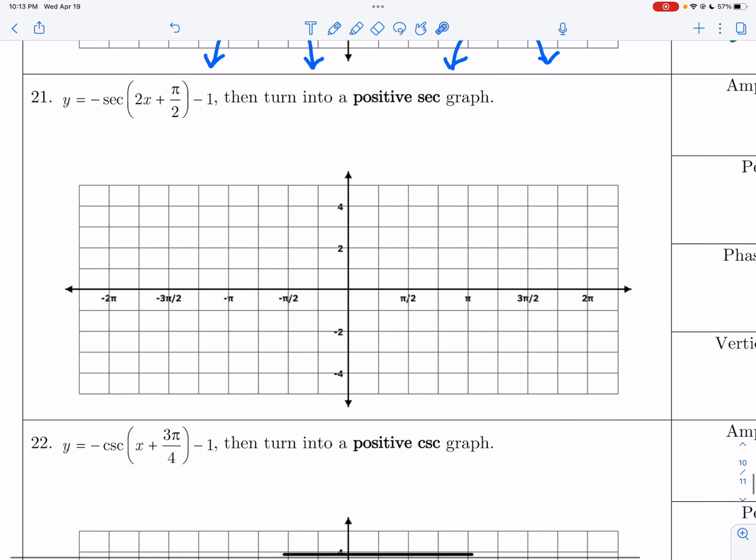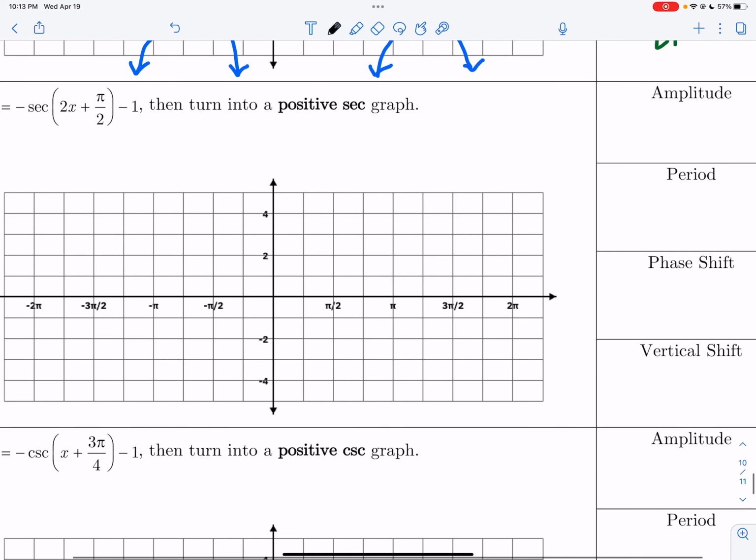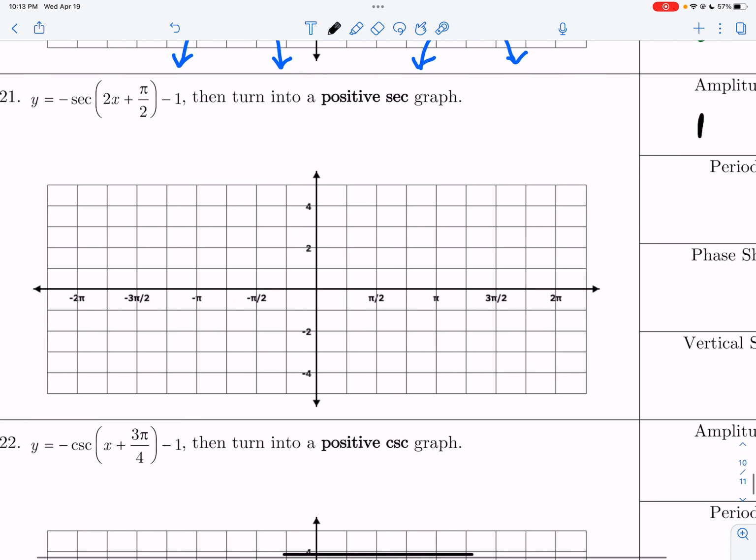I'm going to do one more, which is 21. And I really like 21 because you'll notice that it's not factored, which means that you have to factor it or else you're going to get the phase shift wrong, and that's not going to be pretty. Your amplitude is 1. Your period, well, before I do that and before I find my phase shift, I am going to probably factor out my argument.